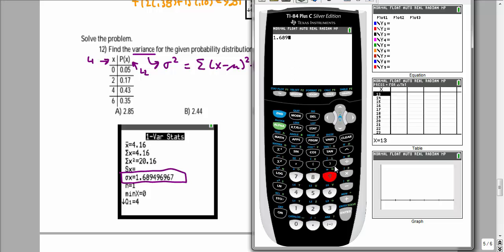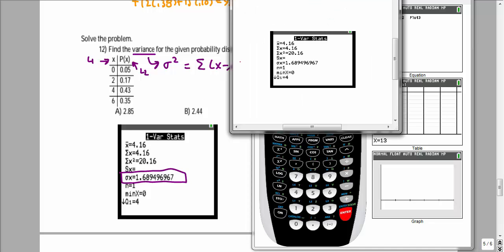1.689496967. We don't want to round, and we want to square this, so we want to take it to the second power. The reason we don't want to round is if we rounded this as, let's say, to 1.7, that would create a lot of rounding error up here, and we might get the wrong answer. So don't round till you get to your final calculation, and we get 2.854.